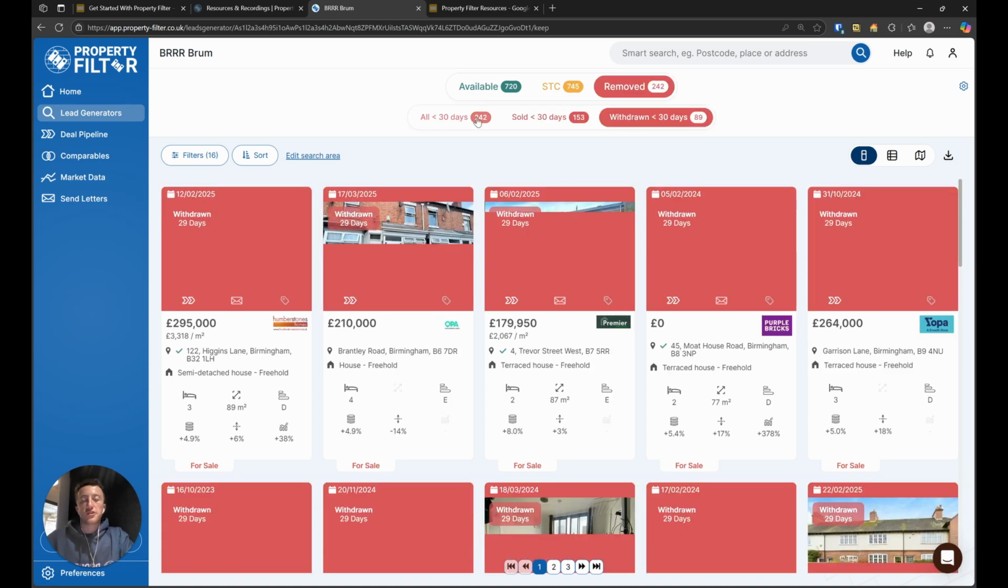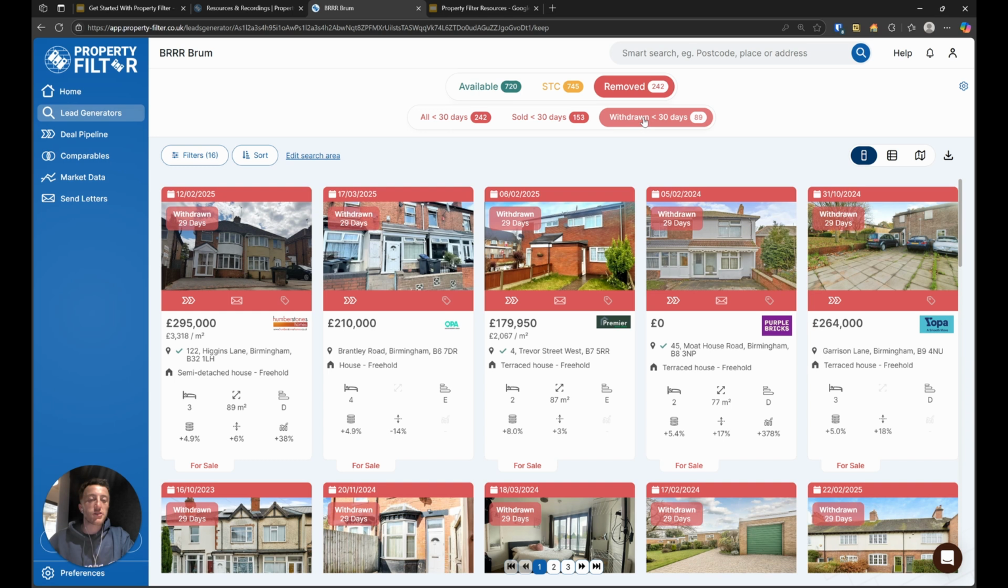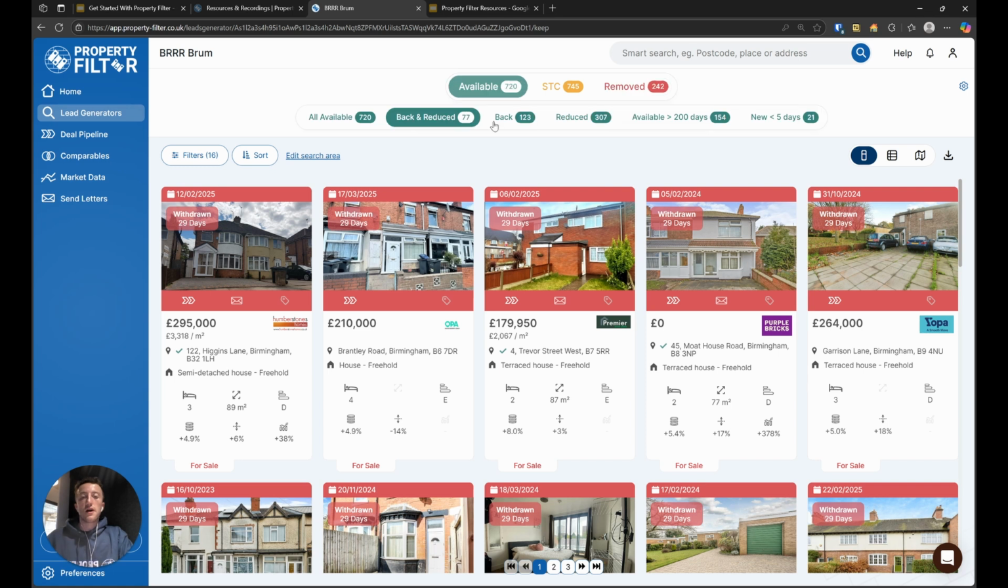And then on the removed section, the main thing to show you here is the withdrawn section. These 89 properties, I know everyone loves off-market deals, and this is Property Filter's version of off-market deals. These are 89 properties where a sale hasn't been agreed, however, it's no longer on the market, and that could be for a variety of reasons. They may have let the property, their agent may have set the expectations not too well and they've now parted ways. Some of them may no longer be looking to sell, but similar to the long-time STC, you'll also be able to have some very strong conversations with some of these people from the withdrawn section as well.